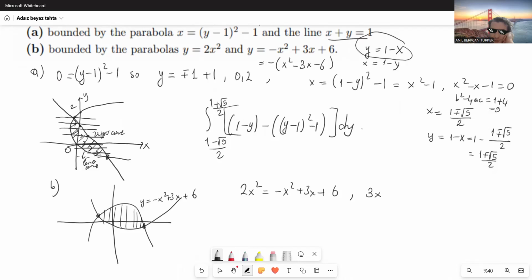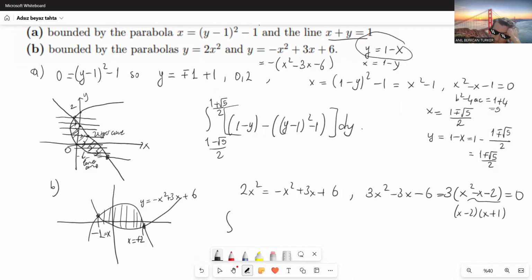So 3x squared minus 3x minus 6, or in terms of 3, in parentheses, 3 times (x squared minus x minus 2) equals 0. This can be factorized: (x minus 2)(x plus 1), right? Minus 2 plus 1, that's correct. So this will be minus 1, this will be minus 2, plus 2. x equals 2, x equals minus 1.